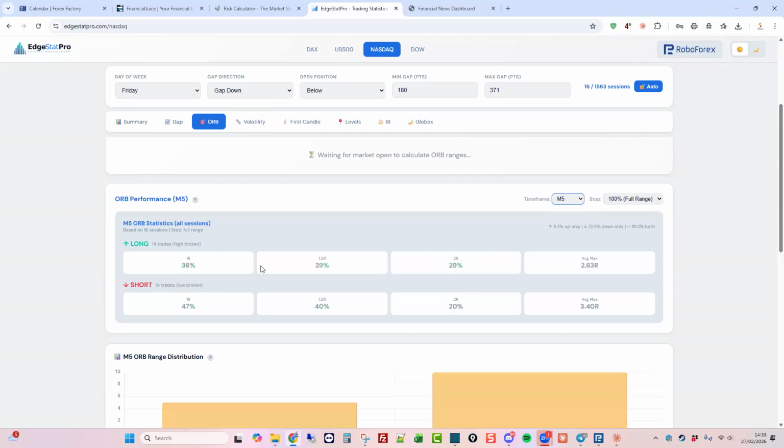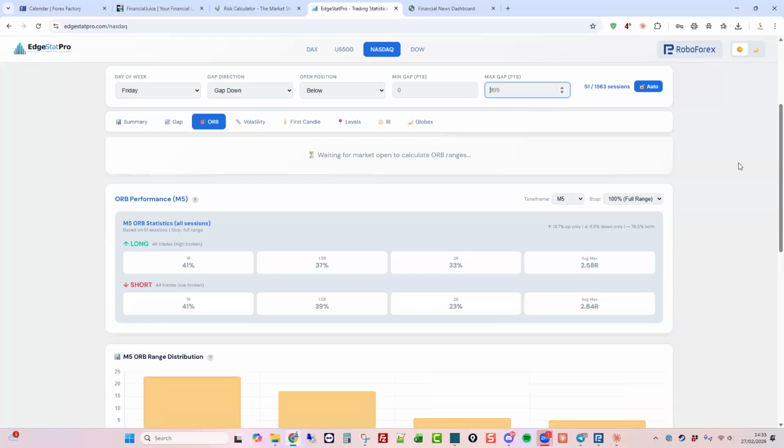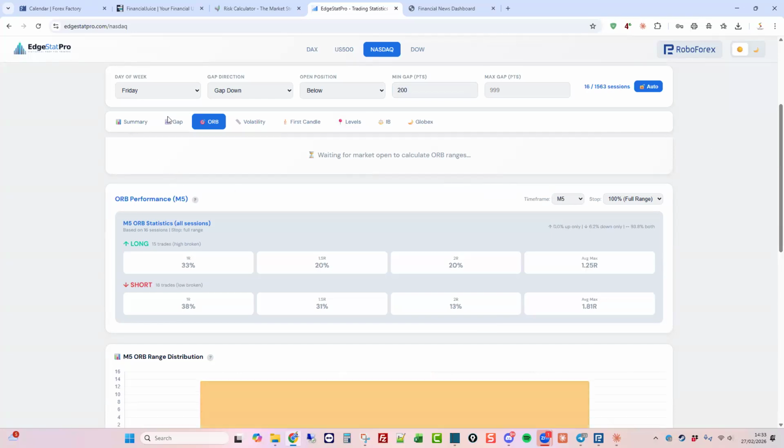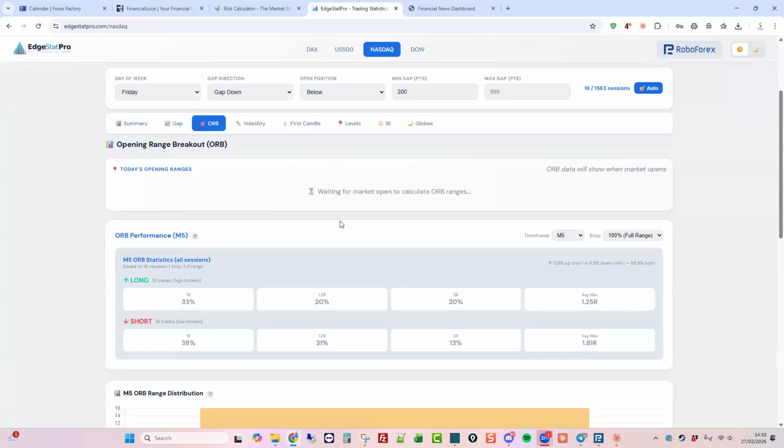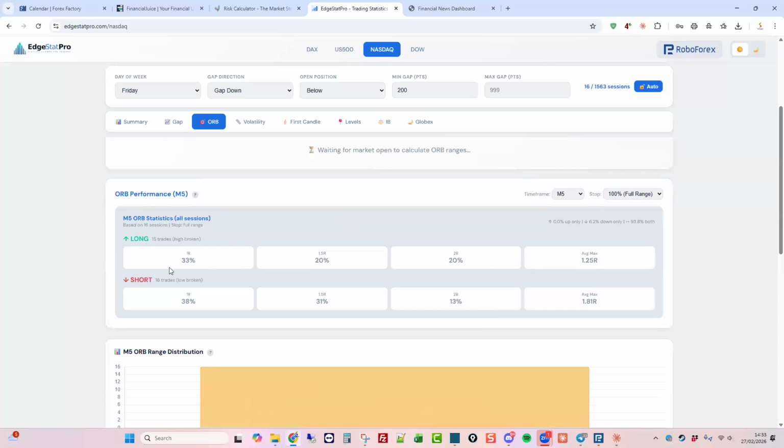On the 5-minute ORB, it's a complete mixed bag. And bear in mind, we've only got 16 sessions to work on here. We have a very big gap today. This is a really big gap. So we've got to bear in mind, we're probably not going to get them filled as much as normal. But you can see there's no advantage in the 5-minute ORBs today.